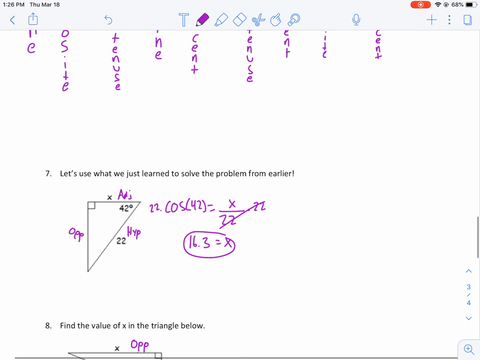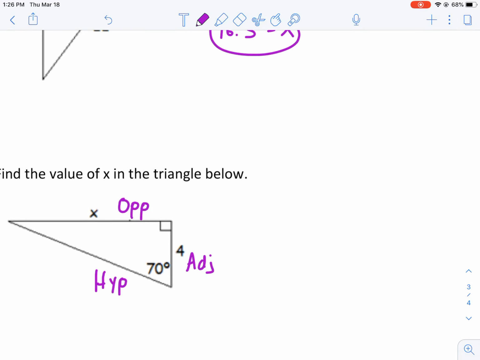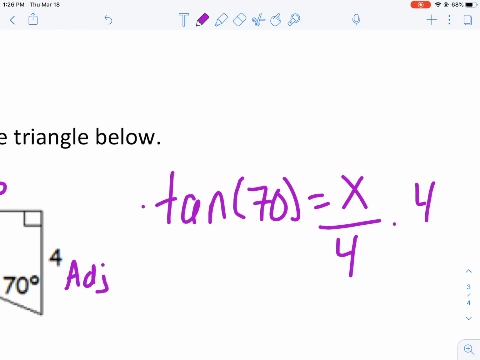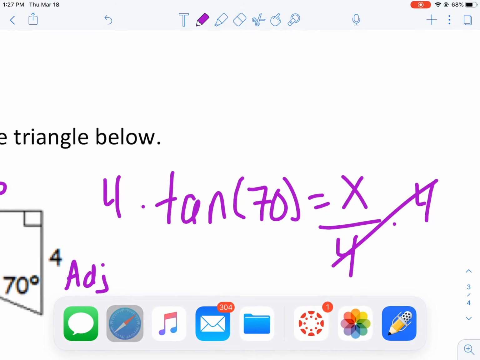So which one uses opposite and adjacent? That would be tangent. So TOA, T-O-A, we're gonna be using the tangent of 70. Tangent is opposite over adjacent. Opposite was x, adjacent was 4. And so now we wanna multiply both sides by 4. Again, we just wanna type this into our calculator: 4 times the tangent of 70.